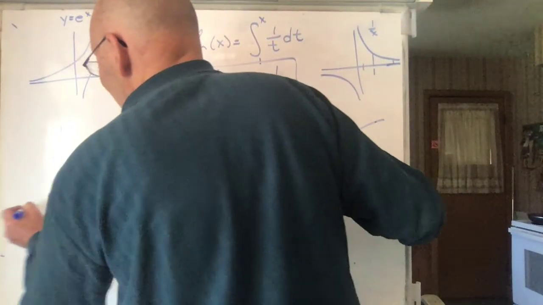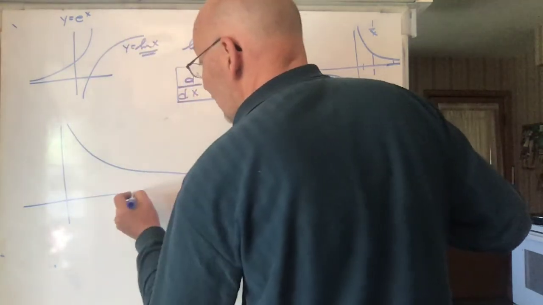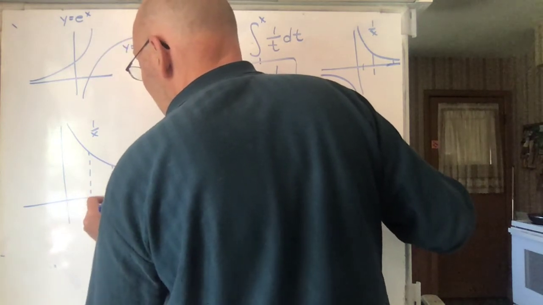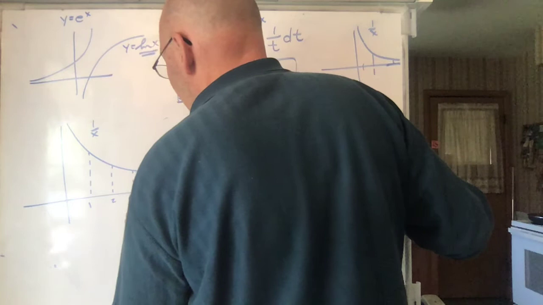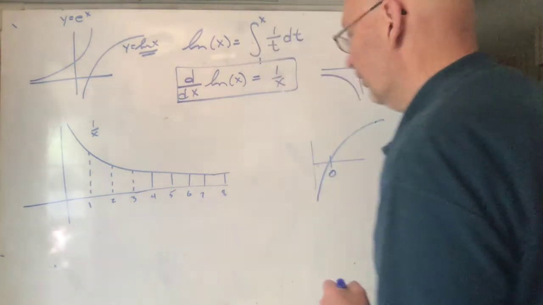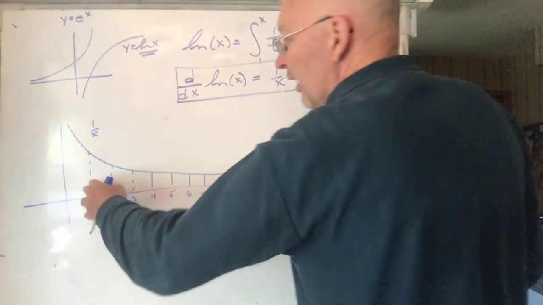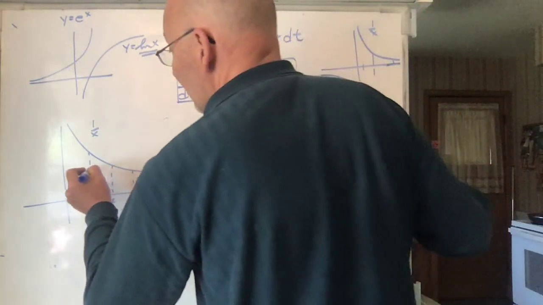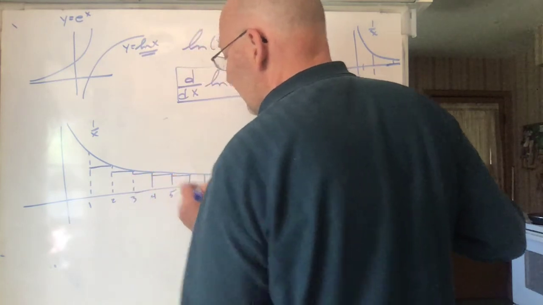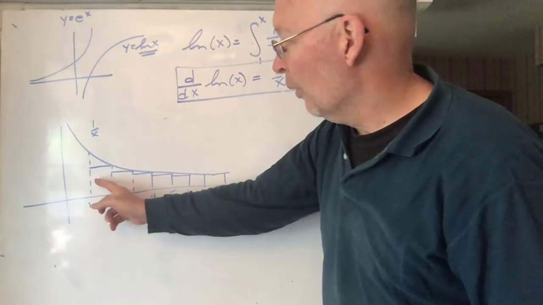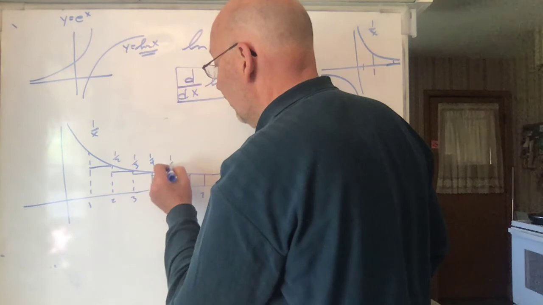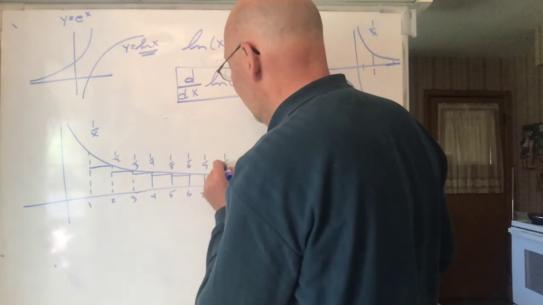So let's just look at it for a second. This is very, very cool. Here you have the function 1 over x. Here you have 1. There you have 2, 3, 4, 5, 6, 7, 8, and so on. So we're interested in how much area is there underneath here. And here's what I want you to notice. What if we make a whole bunch of little rectangles? What are the areas of these rectangles? This height is 1/2. This is 1/3, 1/4, 1/5, 1/6, 1/7, 1/8, and so on.